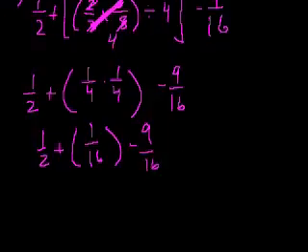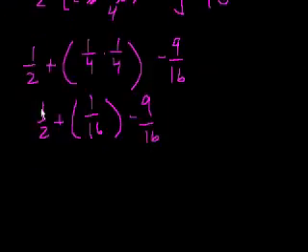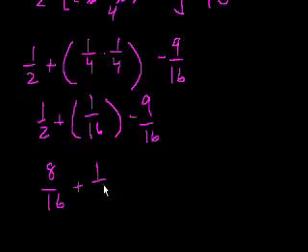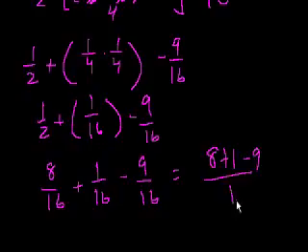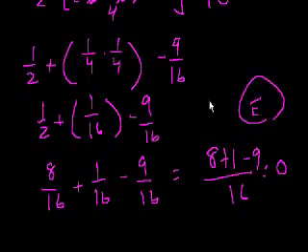And it doesn't matter what order we do it in. But since everything's in 16, let me write this in 16. So this is 8/16 plus 1/16 minus 9/16. That's equal to 8 plus 1 minus 9, all over that 16. Well, that's 9 minus 9, which equals 0. Choice E. All that work to get to 0. Next problem.